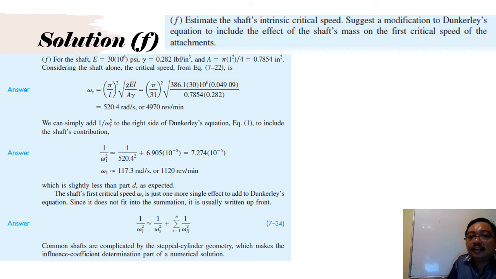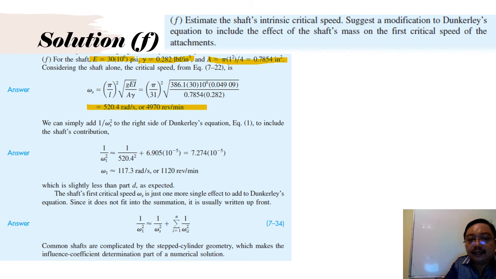So for the final question, we want to estimate the shaft's intrinsic critical speed, and suggest a modification to the Dunkerley equation to include the effect of shaft mass on the first critical speed of the attachment. For the shaft, the Young's modulus of steel is 30 to the power of 6 psi, and this is the density of steel, 0.282 pound per cubic inch, and the cross section is 0.7854 square inch. You put everything in the equation, you get 520.4 radian per second.